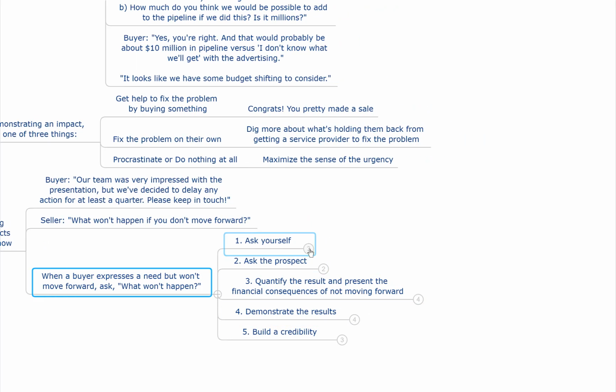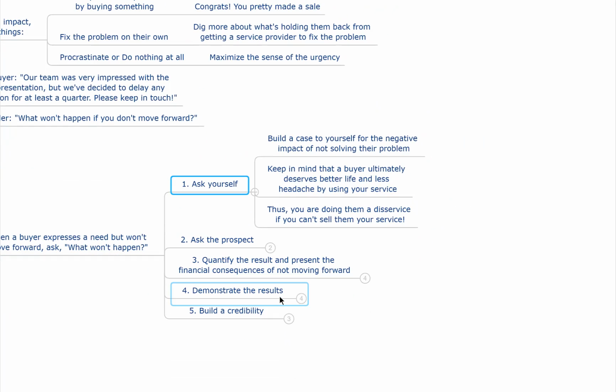First, ask yourself. Build a case to yourself for the negative impact of not solving their problem. Keep in mind that a buyer ultimately deserves a better life and less headache by using your service. Thus, you are doing them a disservice if you cannot sell them your service.